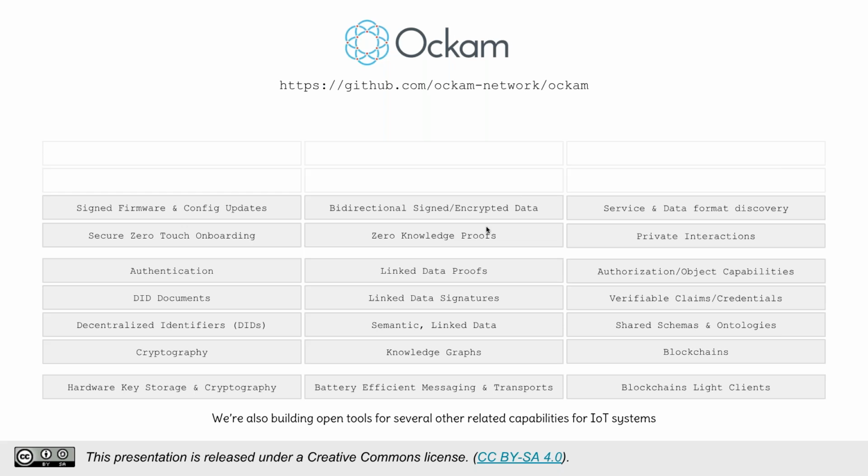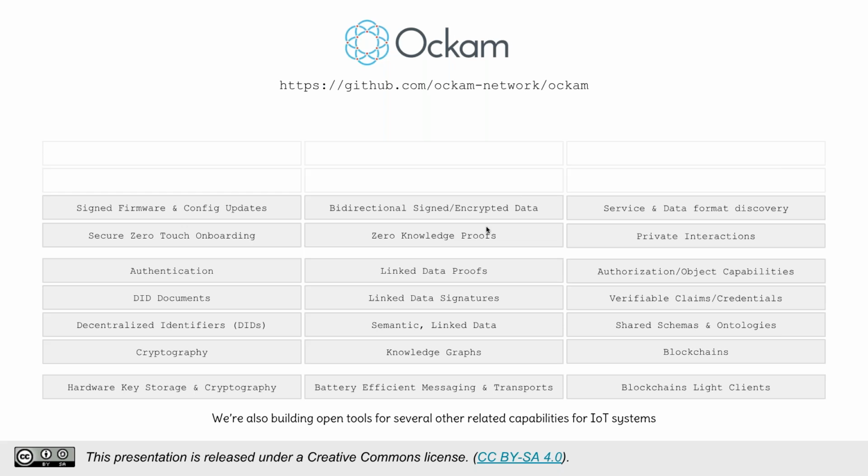We're building blockchain-like clients. We're building higher level protocols like secure zero-touch onboarding, this protocol for private interactions, service discovery, signed firmware config updates, bidirectional signed data, of course, and a lot more as we go further.